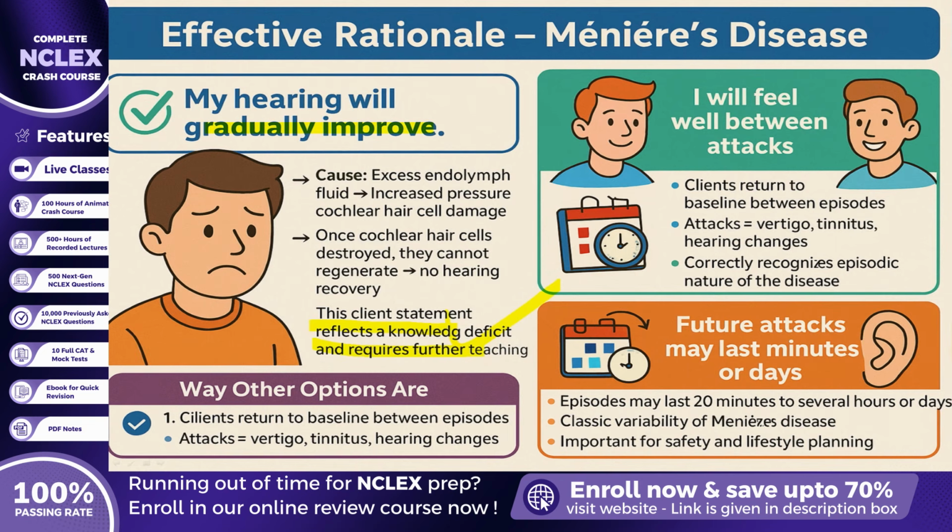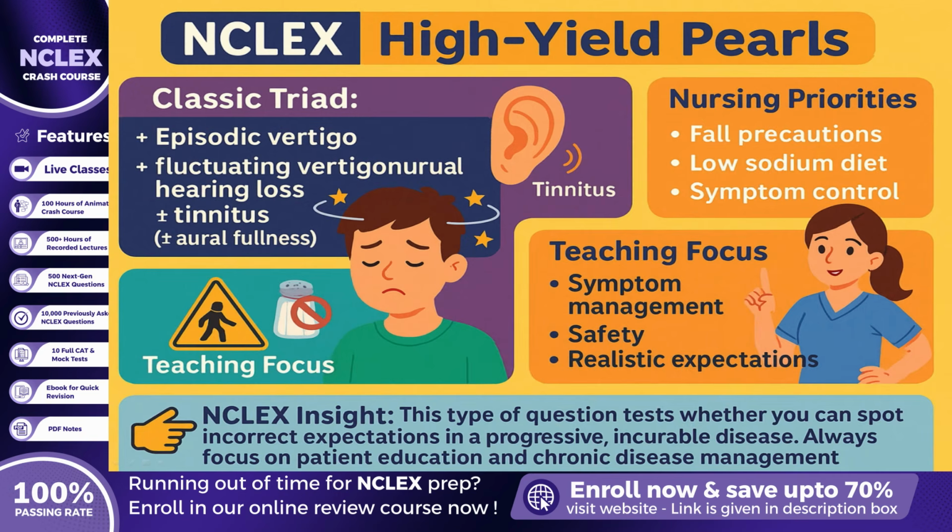Looking next at the second option, future attacks may last minutes or days. This is also accurate. The duration of Meniere's episodes can vary widely, sometimes lasting just 20 minutes, but occasionally extending to several hours or even days. This variability is a classic feature of the disease and is important for clients to understand, since it affects safety planning and lifestyle adjustment. Finally, considering the fourth option, Meniere's disease is incurable, this statement is correct as well.